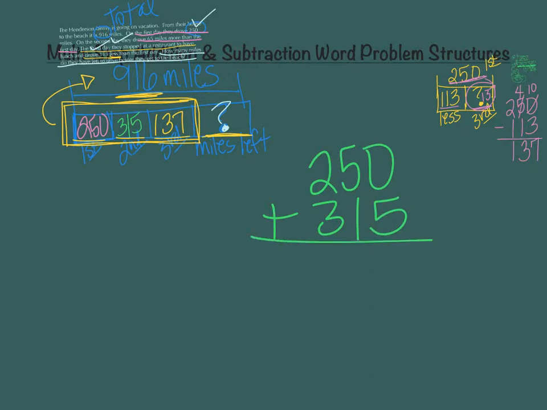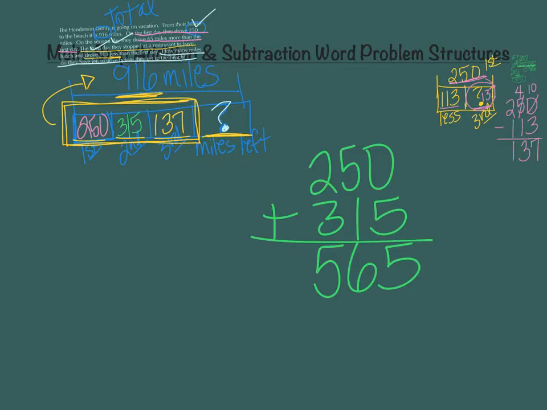Now, I'm only doing 2 at a time, and that, students, is what I hope you're doing as well. 2 at a time. Don't try to do all 3 because that's how we make mistakes. Let's do 2 at a time. So let's see. 0 plus 5 is? Good, 5. What is 5 plus 1? Good, 6. And then hundreds place, 2 plus 3? Good, 5.